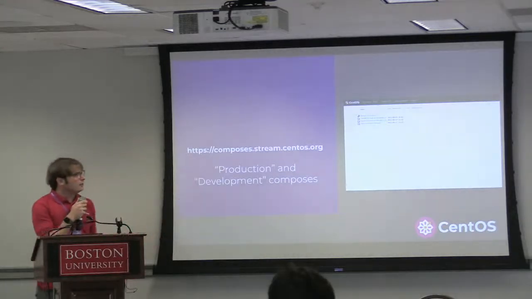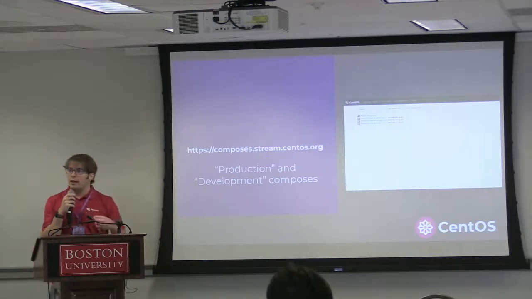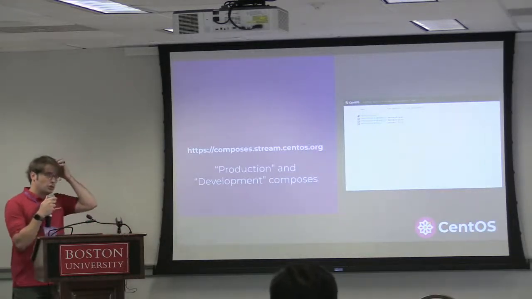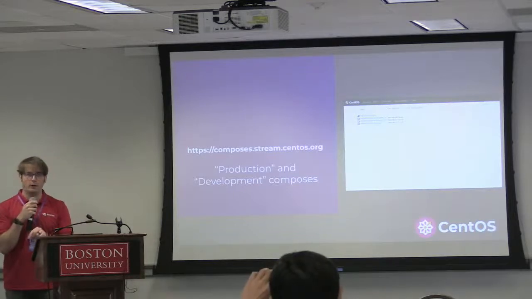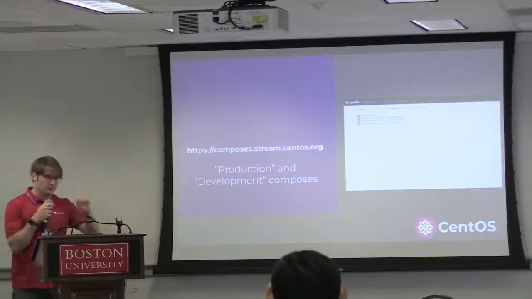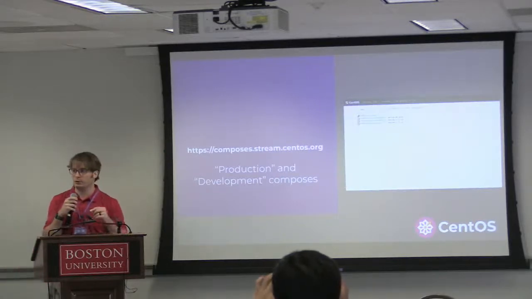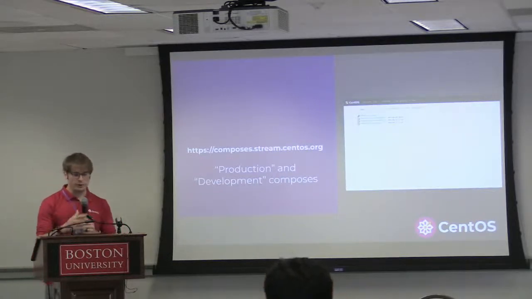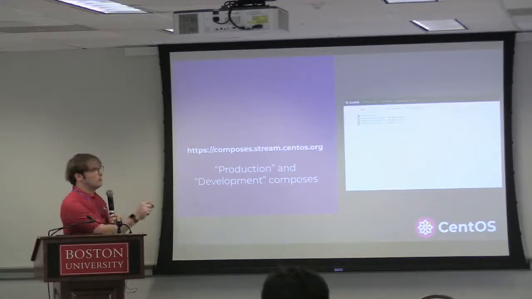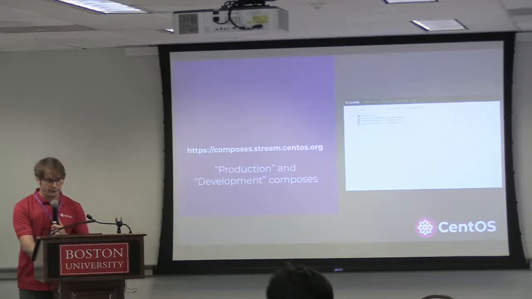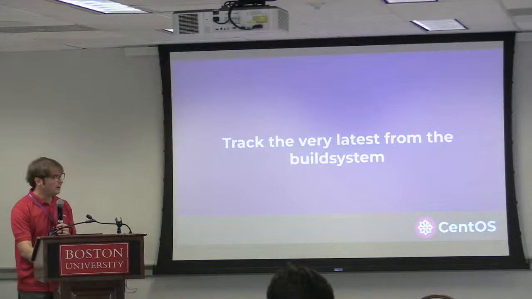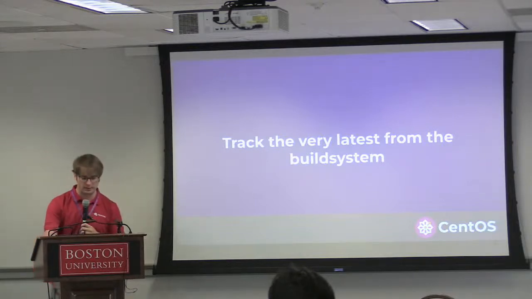You can find that on composes.stream.centos.org, and that's really, honestly, a better way to track the very latest and greatest coming out of Stream. The mirror network is good for laptops, and it's automatically enabled whenever you have your repositories on the system. But the composes location is great for finding the latest. So put it in your CI systems, and again, it tracks the very latest out of the build system.